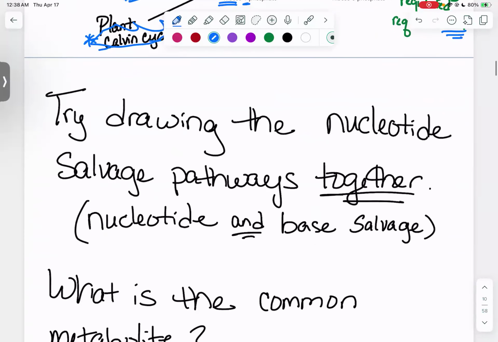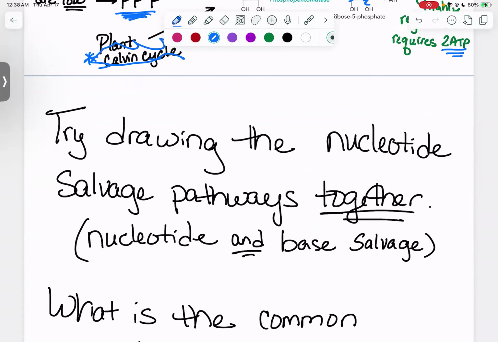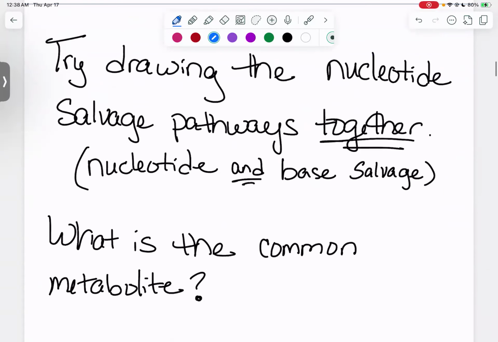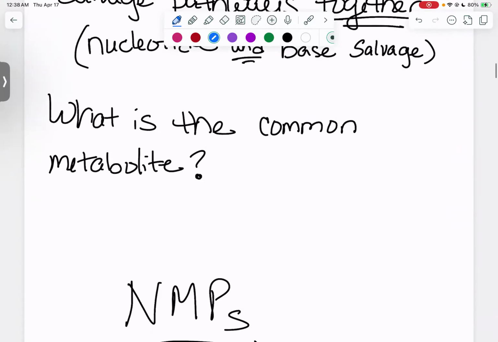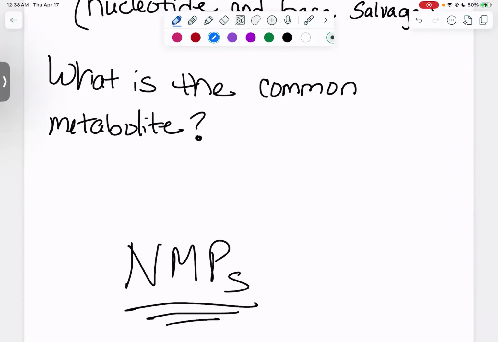And when you're trying to do this, try not to look at your book or your notes as much as possible. I want you to think about what's the common metabolite, and that should help to lead you in the right direction. So pause it and try. If you need a little help, the common metabolite are nucleotide monophosphates. So if you didn't get it yet, that might give you a good starting point. That's kind of like your middle molecule. So go ahead and pause it and try it if you haven't done so already.